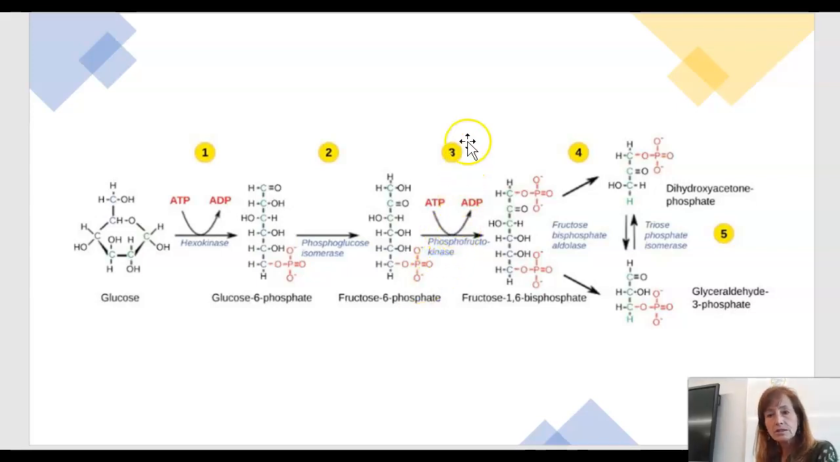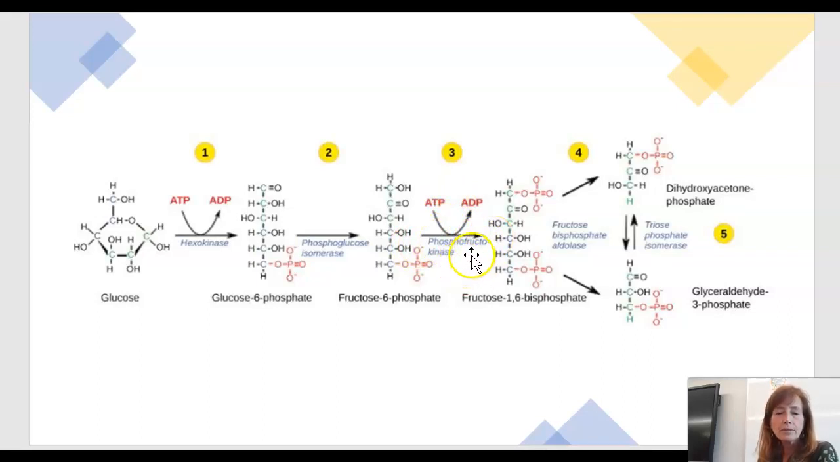Okay, step 3. Guess what? We need to invest energy again to make this reaction happen. So here what you see is that fructose 6-phosphate is going to have another phosphate added onto it. And by adding another phosphate, we need the phosphate from ATP. This reaction, again, needs to release energy in order to push this reaction forward.